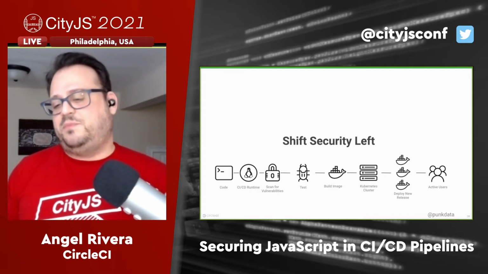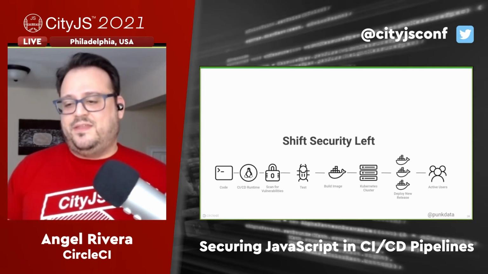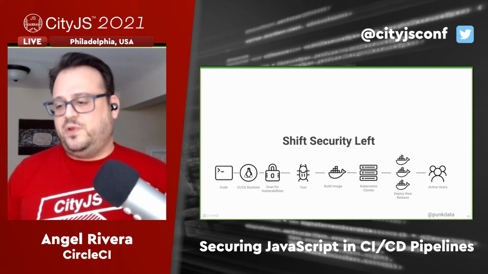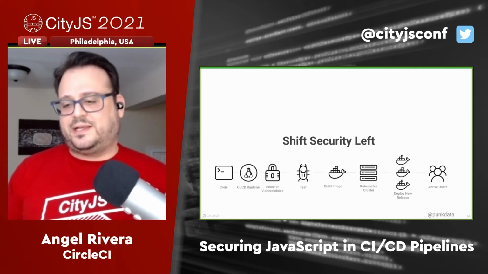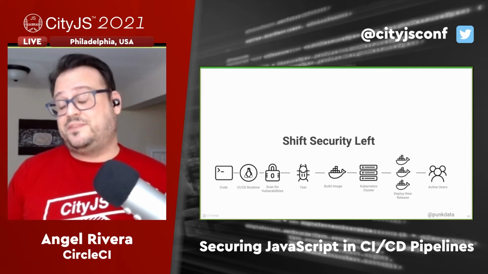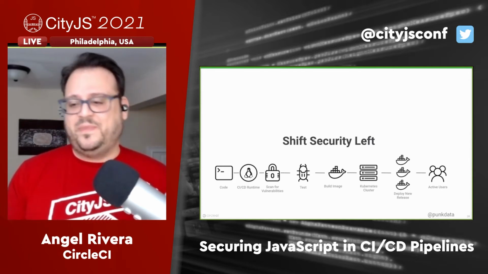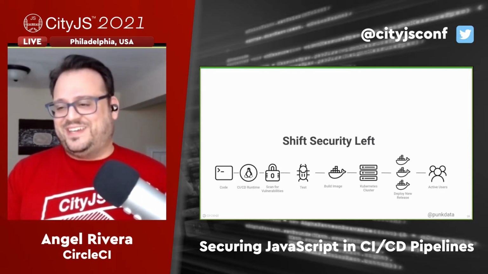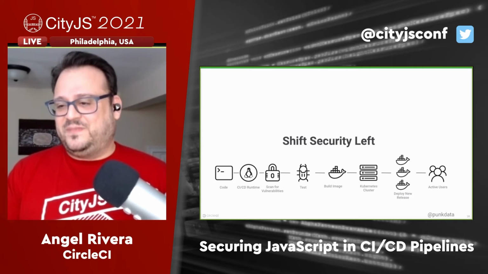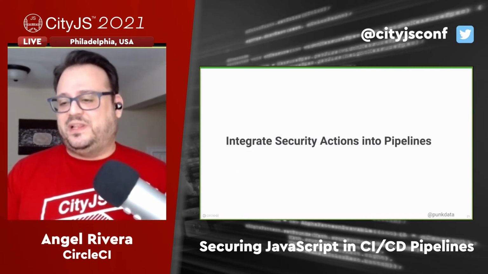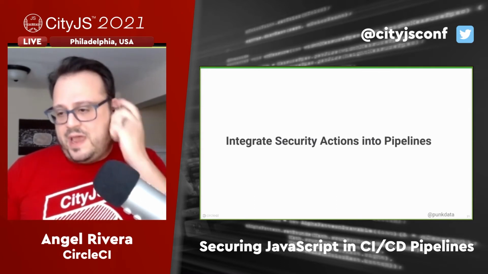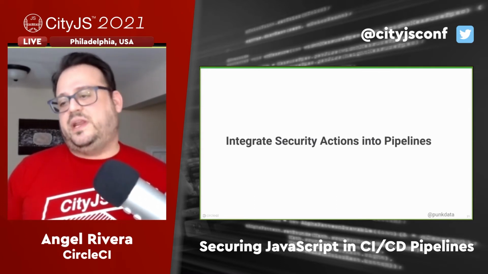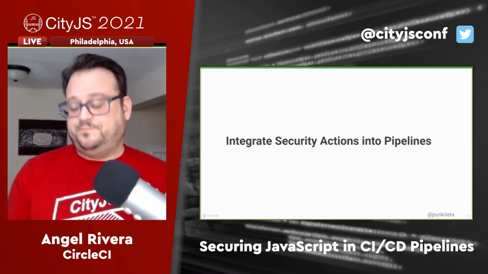So the idea there would be the security team just validates that the artifact that you're deploying is nice and clean, vulnerability free, or as vulnerability free as possible. So I hope that was a pretty informative explanation of shifting security left. But let's go ahead and jump into how that relates to integrating security actions into your pipelines.